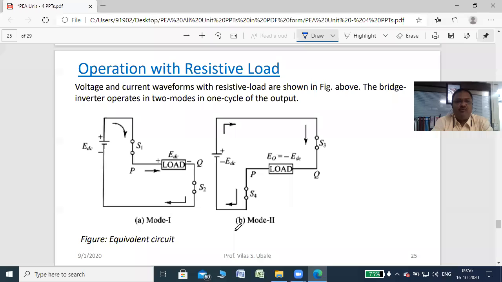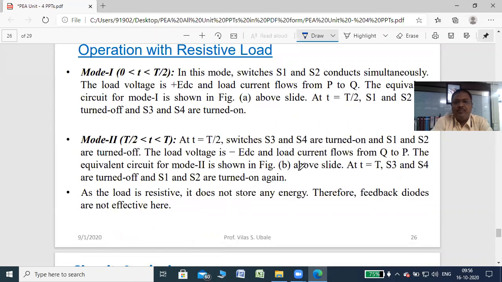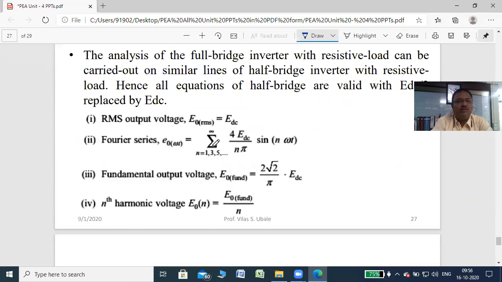See here the operation with the waveforms that is shown here. S1 is on, current flows from P to Q, S2 is on, and then the output voltage is positive and current is also positive. And in the second mode, current flows from plus EDC through S3, then load, S4 and back to the negative terminal of the battery. Okay, that is also shown here, mode 1 and mode 2. So total working for your reference.